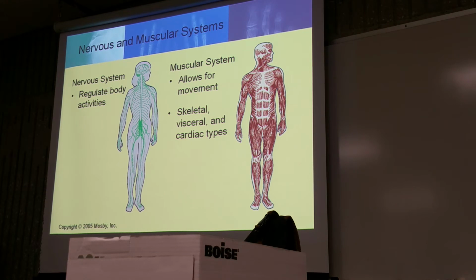Okay, nervous and muscular system. We don't do a lot of these type of procedures that involve the nervous or muscular system. Okay, but the nervous system regulates body activities. The muscular system allows for movement, skeletal muscles, as well as your internal organs and cardiac type of muscles.